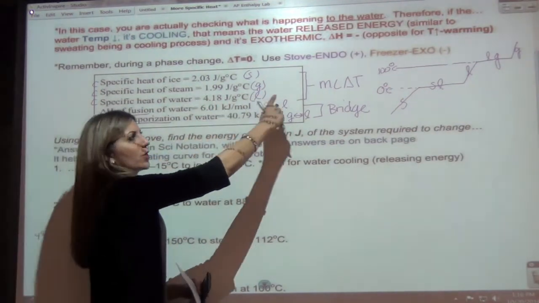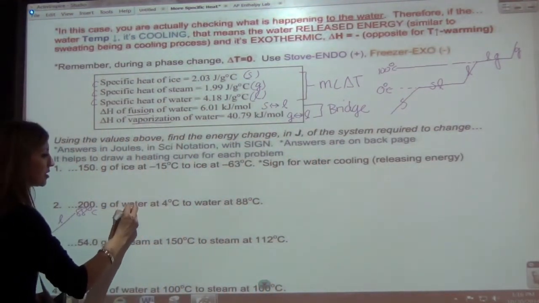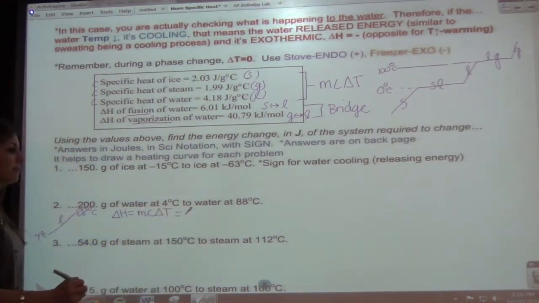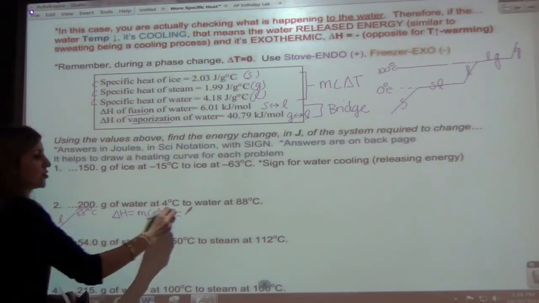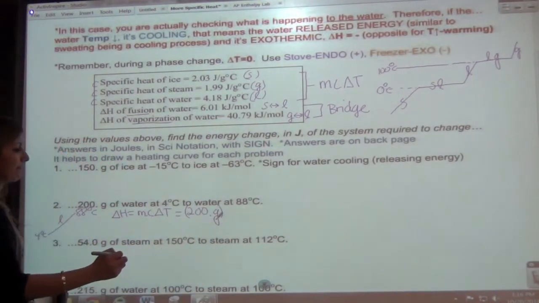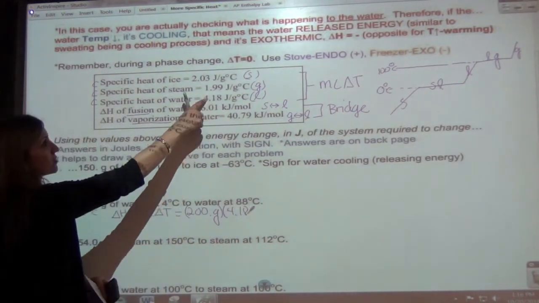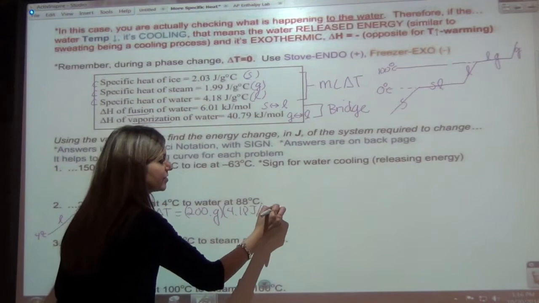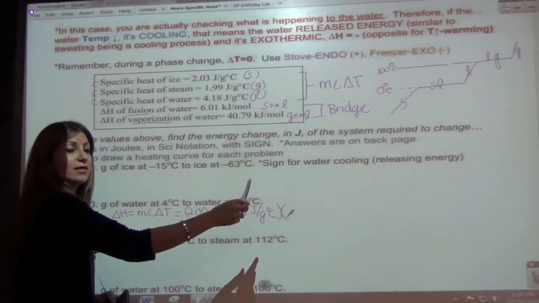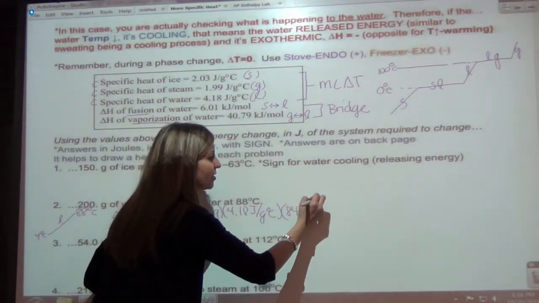So what can I use? What equation can I use? MCAT. Delta H is equal to MC delta T. What is the M? What mass do they tell us we have? 200 grams. What's our specific heat? 4.18. Good. They gave us 4.18 on this, so we'll just use that. Joules per gram degree Celsius. And what's our temperature change? 4 to 88 is? 84. Good. 84 degrees Celsius.